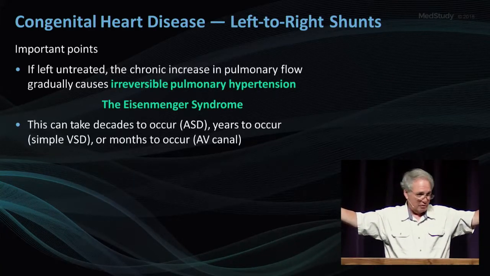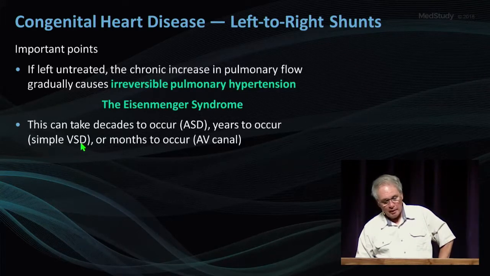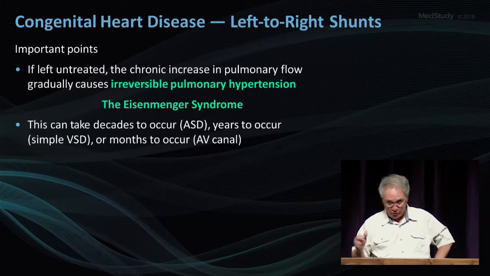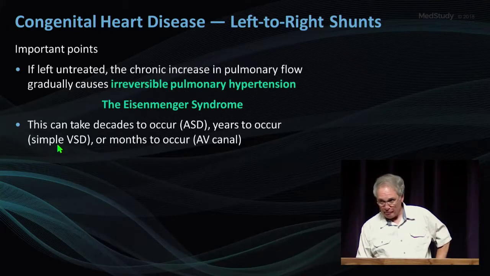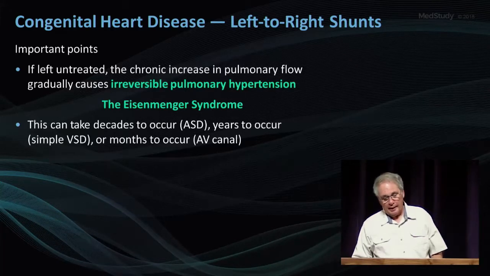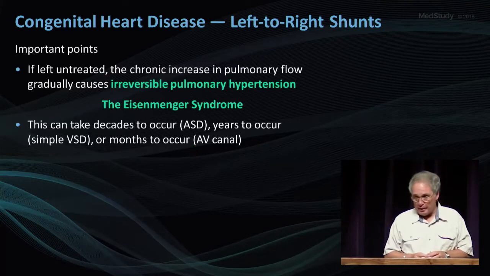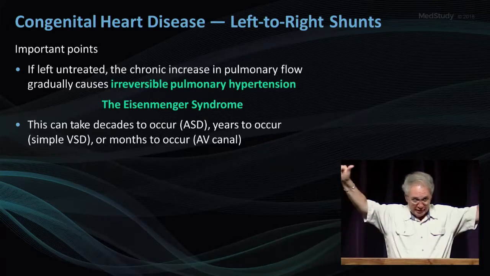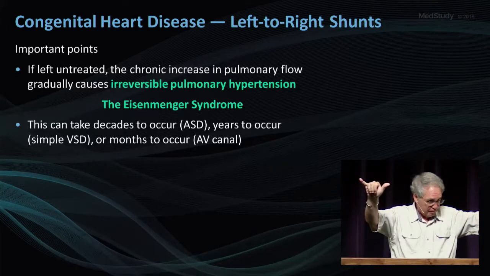You might have heard it referred to as the Eisenmenger syndrome. Okay? And this is important. It can occur in decades. Patients with an ASD can do well until they're 40 years old, and then all of a sudden, they get this. It can occur in years. Simple VSDs can take a couple of years if they're large enough to cause this. And sometimes it can occur in months. So the children with Down syndrome and AV canal, endocardial cushion defect, we tend to operate before 6 months of age to prevent this. Okay? Once this happens, ball game's over.